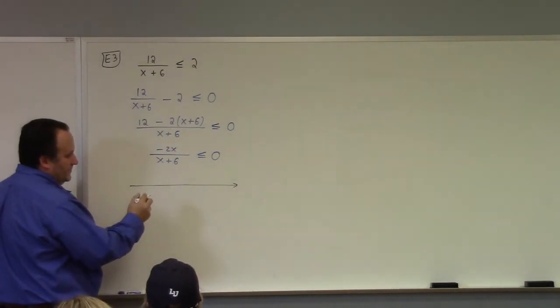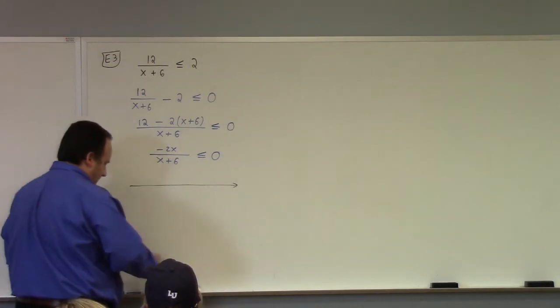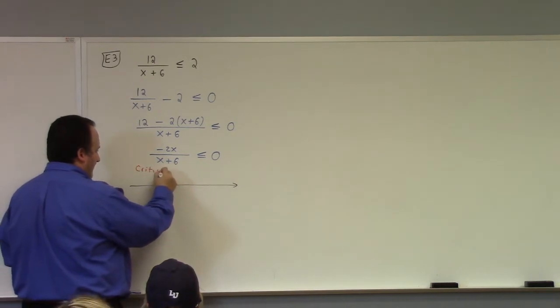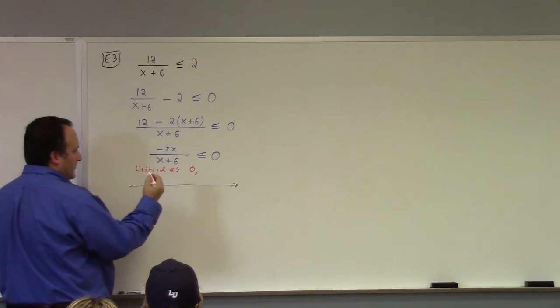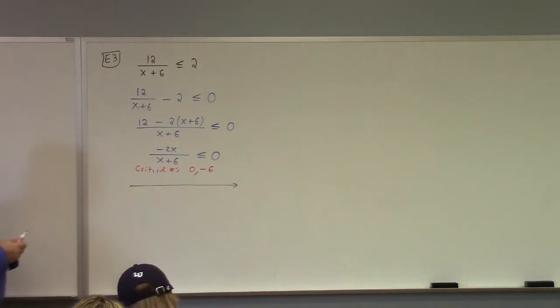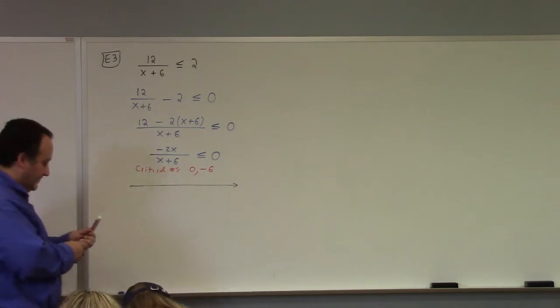Let's see here. Oh, I'm sorry, I forgot. What are the critical numbers? I'm supposed to state those, right? Critical numbers are? I heard 0 and I heard what? Negative 6. Yeah. 0 and negative 6 are the critical numbers. 0 makes the numerator 0. Minus 6 makes the denominator 0. That means that 0 could be included in the solution set, but minus 6 will not be in the solution set because it's division by 0.